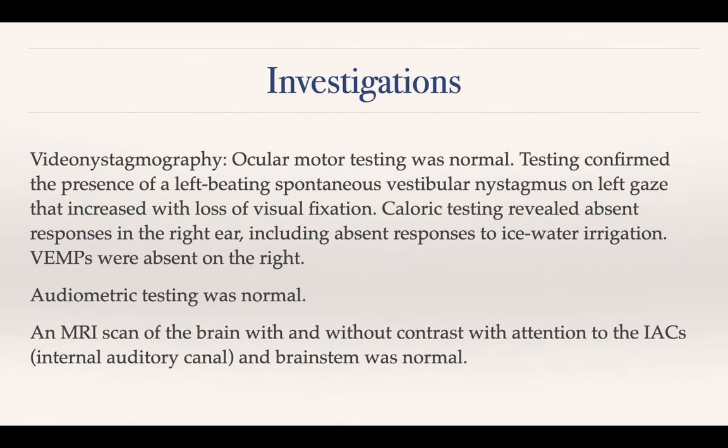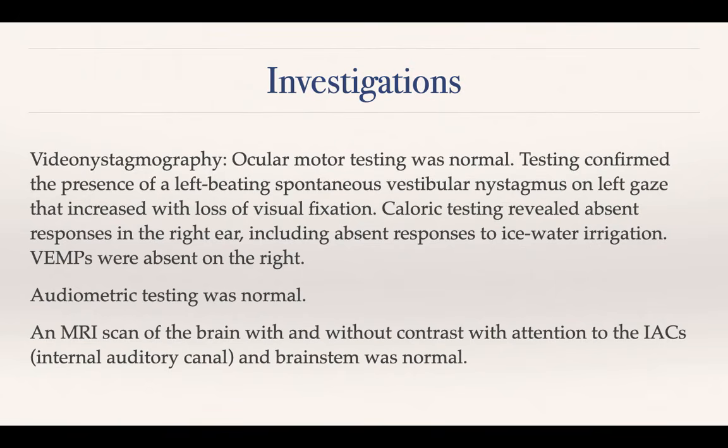The thing to note here is, number one, the left beating spontaneous vestibular nystagmus. We know the meaning of vestibular nystagmus now: horizontal torsional nystagmus, which becomes more on removal of fixation. But the more important point here is that the caloric testing revealed absent responses in the right ear. Whenever you suspect a vestibular neuritis, it is very important to do a caloric test.